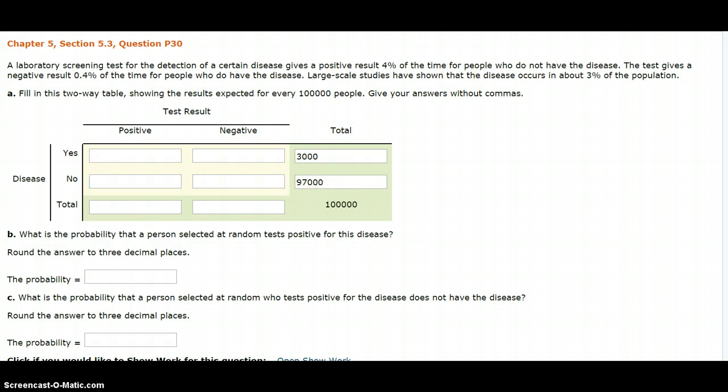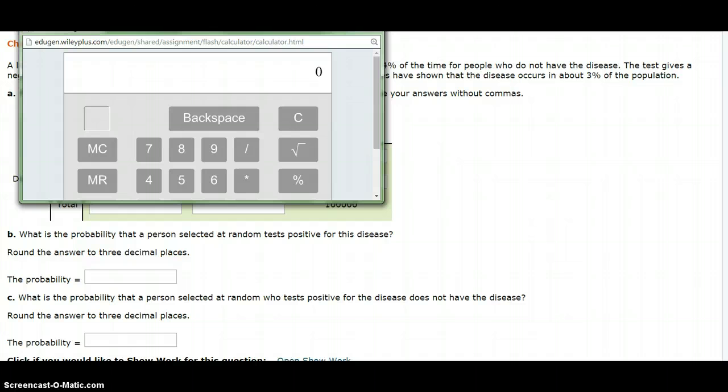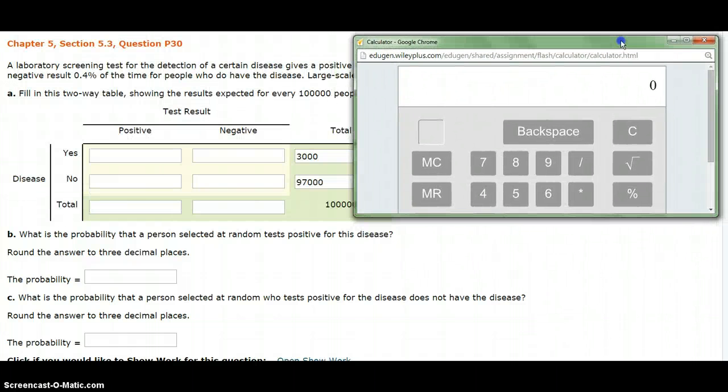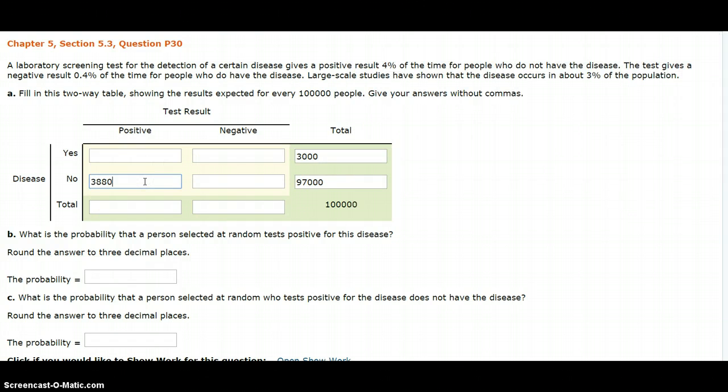This goes a little bit beyond my range of mental math here. Let's take a look at, looks like I already had my calculator pulled up. So I'm going to take 97,000 times that 4%. That's going to give me 3,880 here. Okay, as soon as I get that, now I have all but one of the entries in this row. So I can just take the total minus this to get that, and that should be 93,120.